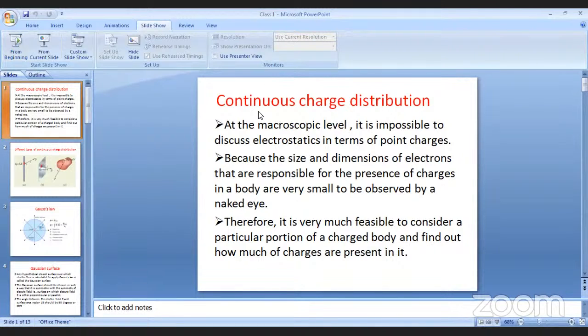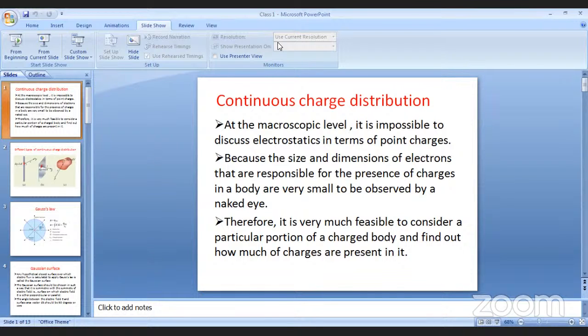Whenever we talked about point charges, we actually described the charges at the microscopic level. When we talk about point charges, what we mean is that the charges are not visible to our naked eye, so we talk only in terms of the microscopic level. At the microscopic level, it is sensible to talk about point charges.